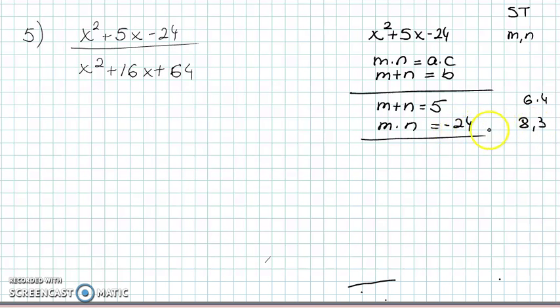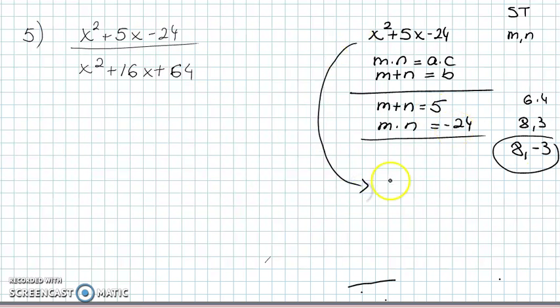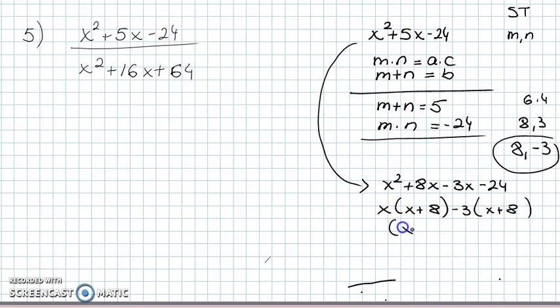So 8 and 3 would not give me negative 24, it would give me 24. But again here, if I add them up, I would not get 5, but if I subtract them, I would get 5. So what if I have 8 and negative 3? If I add them up, I have 5, and multiplied, negative 24. So this is x squared plus 8x minus 3x minus 24. If I group it quickly, here it's negative 3, x plus 8. So it's x minus 3, x plus 8.